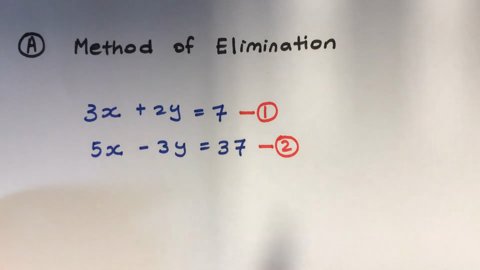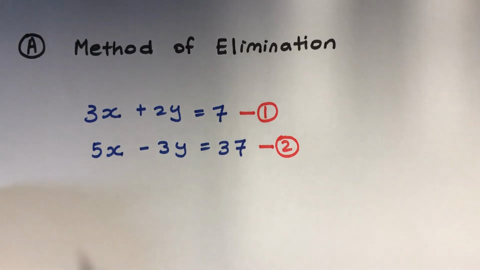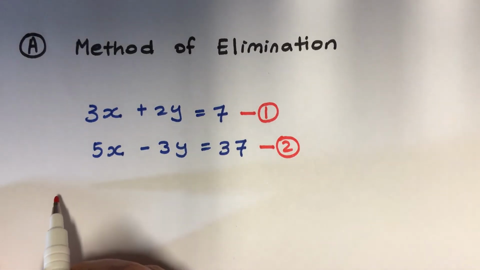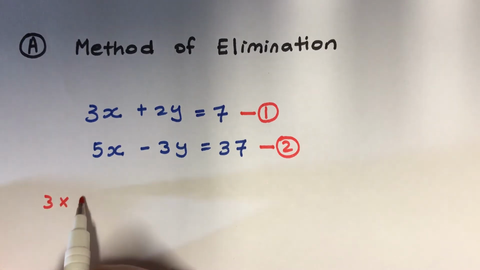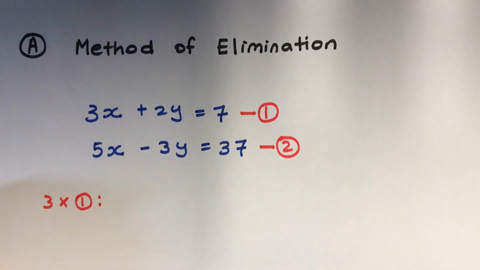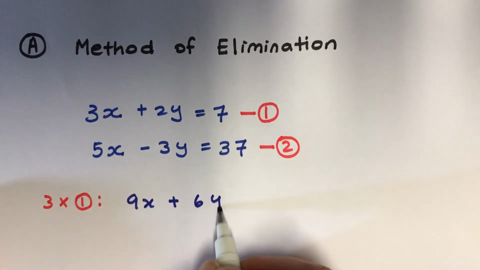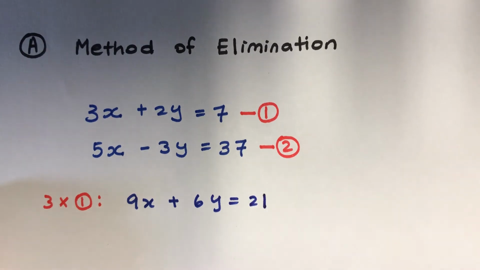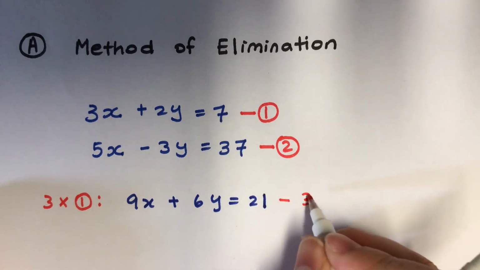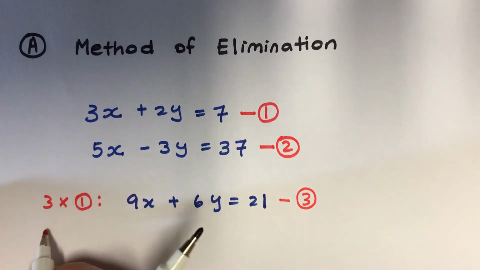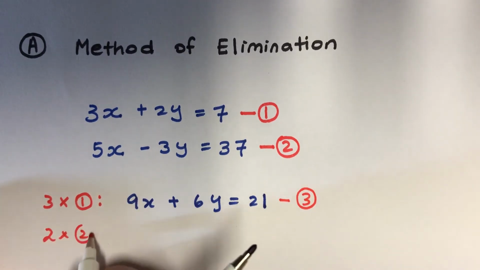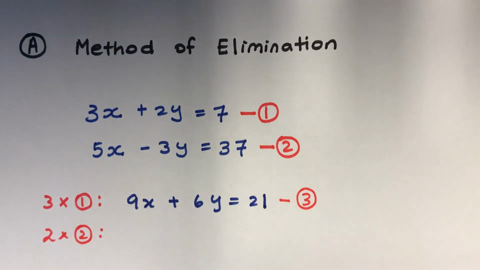What would be the common number, the lowest common multiple of 2 and 3? It'll be 6. So what I'm going to do here is 3 times 1. And then what will I get? It'll be 9x plus 6y equals 21. And I'm going to number this 3.